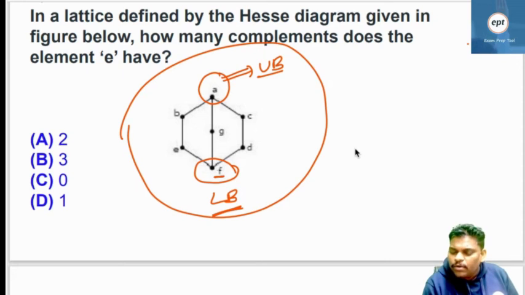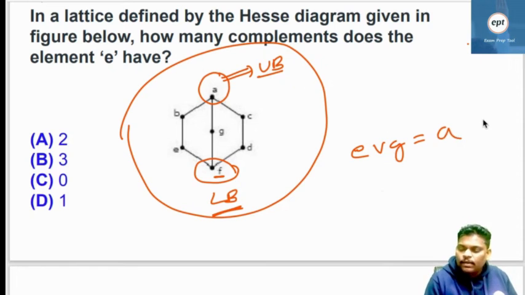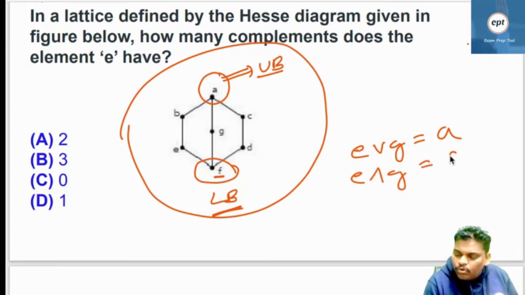Can you help me now? E and G, what is the answer? LUB: E and G, where are they meeting above? A, the upper bound. Next, E and G meeting below, where? F, the lower bound. So E's complement is G.